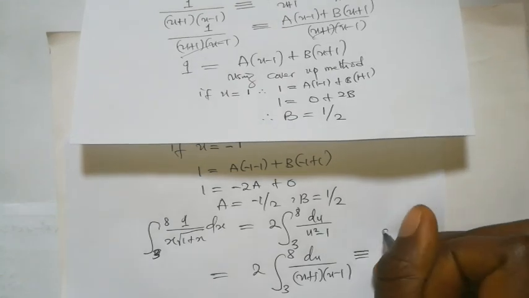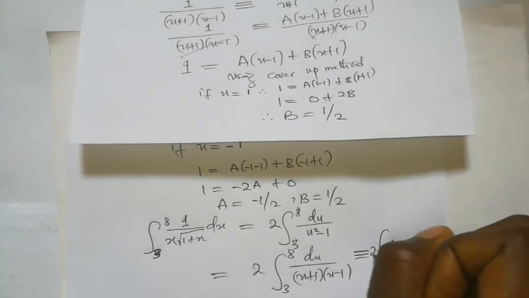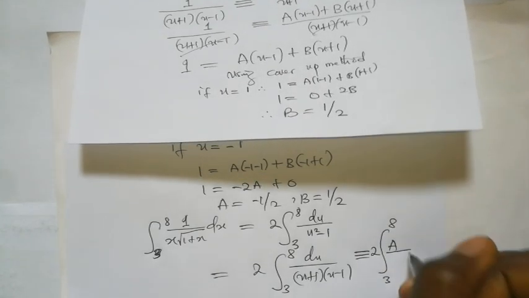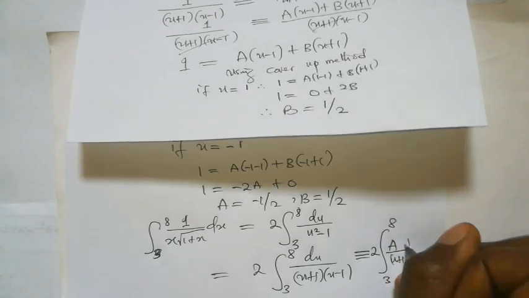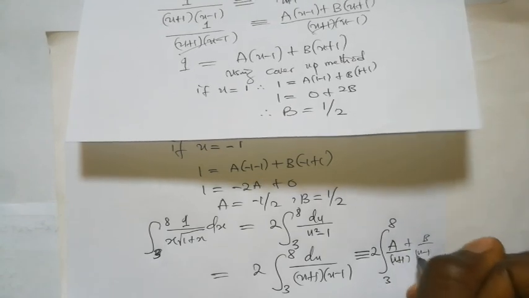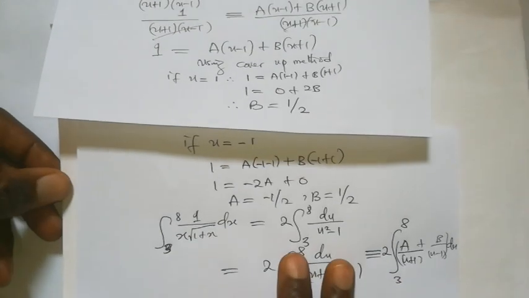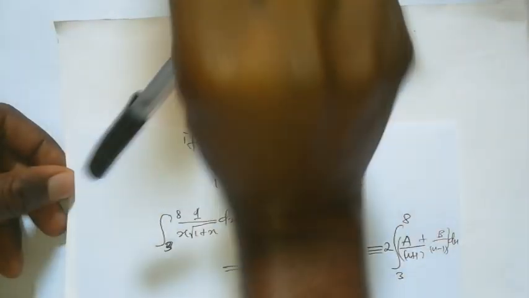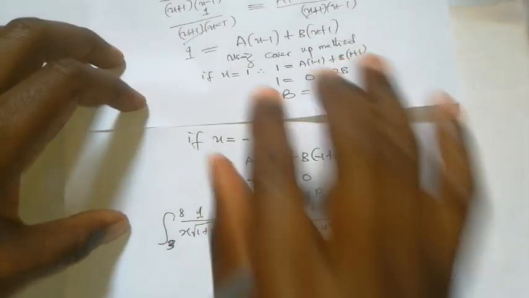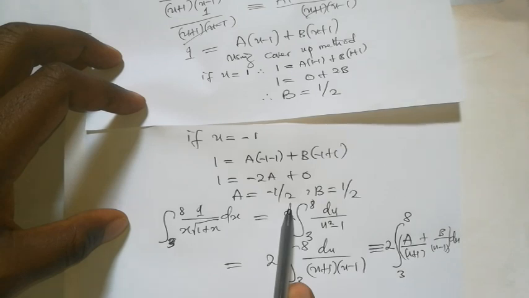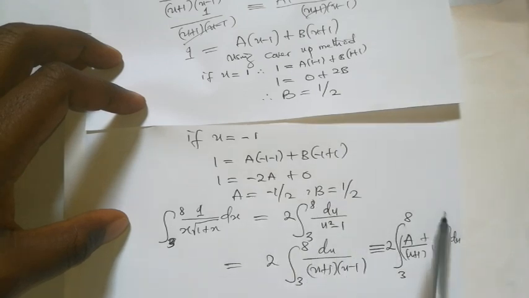So we evaluated this to be equal to the integral from 3 to 8 of A all over u plus 1 plus B all over u minus 1, everything du. You get it? So in that case, our value of a we said is minus 1 over 2, and our value of b is 1 over 2. So we are going to substitute it inside the integral.